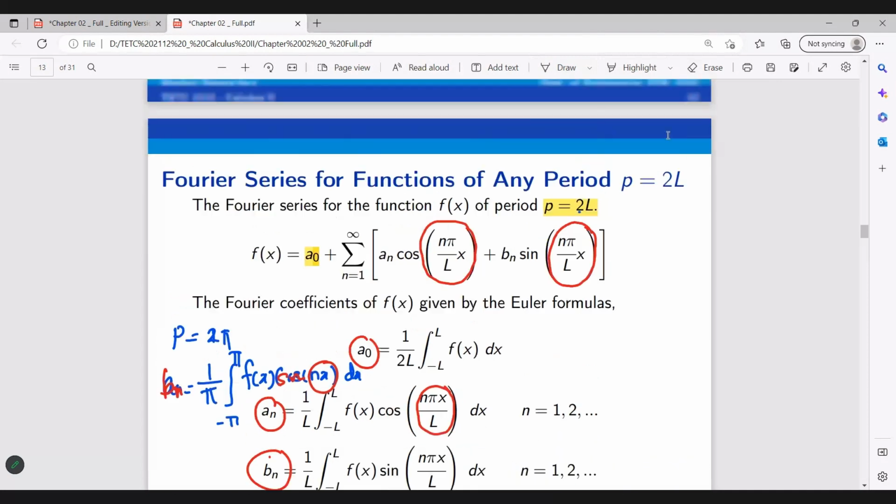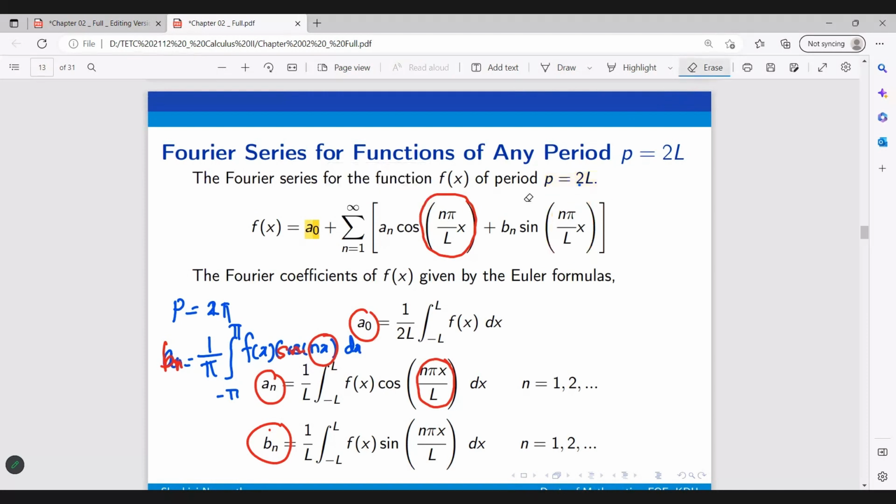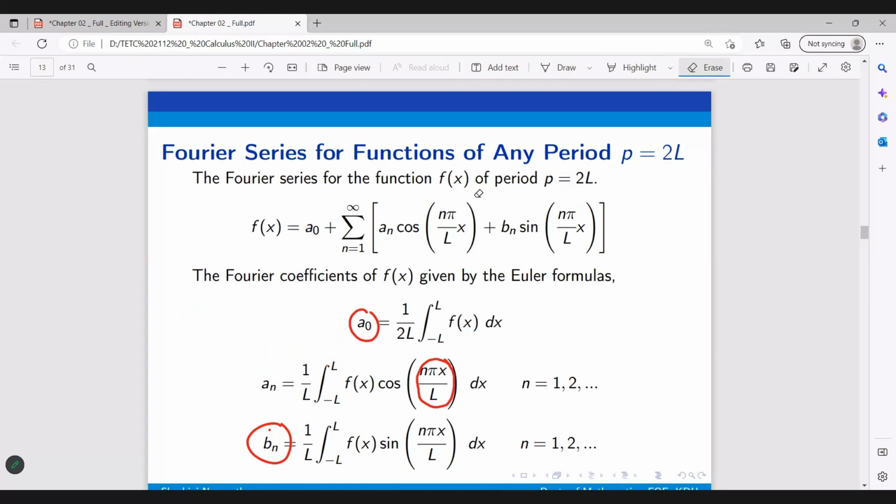So the only major difference between these two cases is here. The most important thing here is identifying the period of the function. So let's see. Do you need some time to note down this?